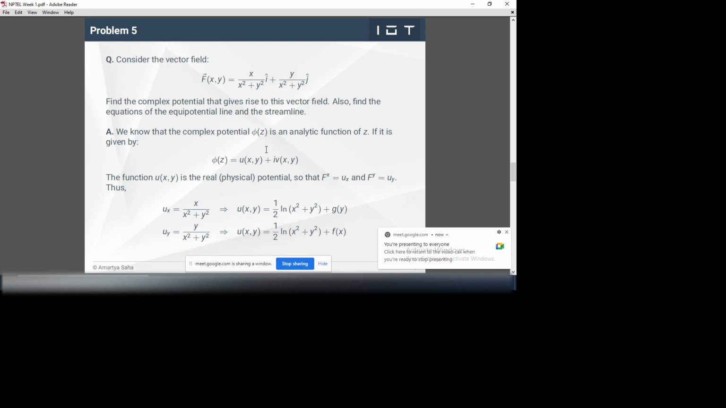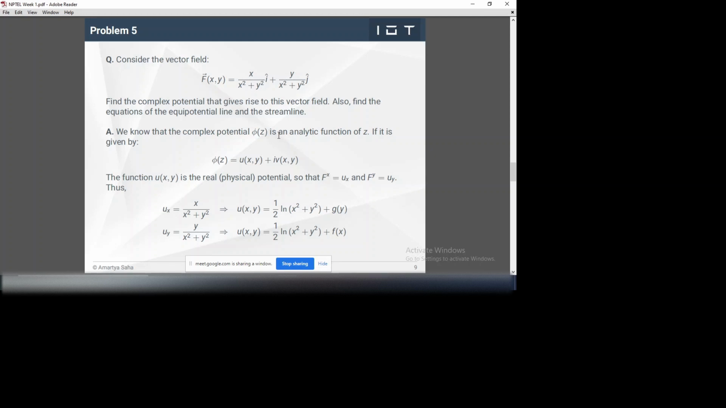Okay. So first, I'll be telling you some definitions. The thing that I said: if you have a potential and you take the gradient of that potential, you get the electric field. Since the electric field is a real vector field, the potential that gives rise to it will be a real function. As simple as that.